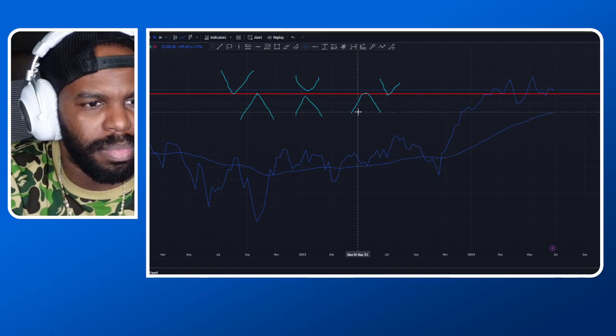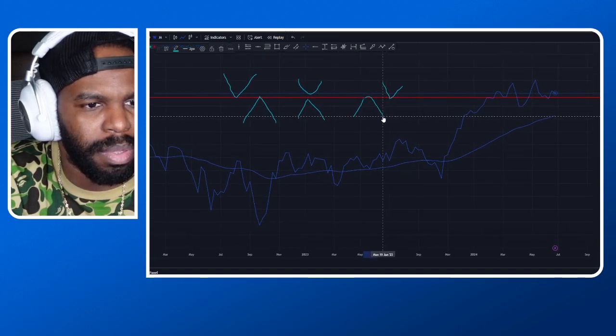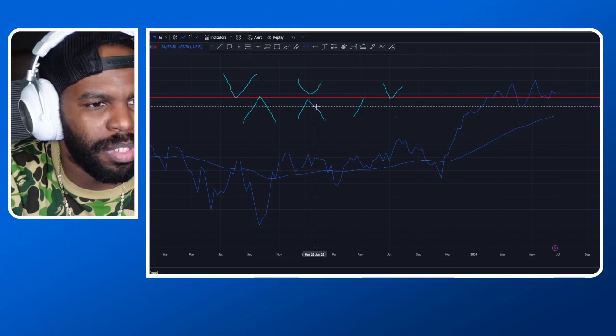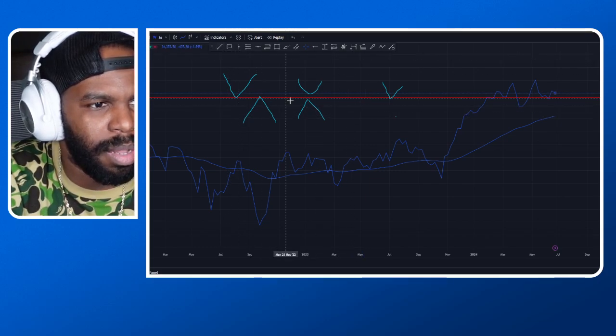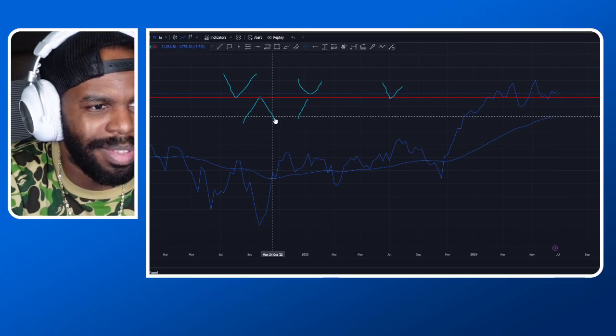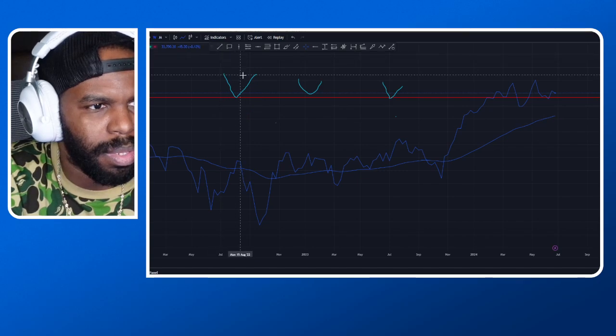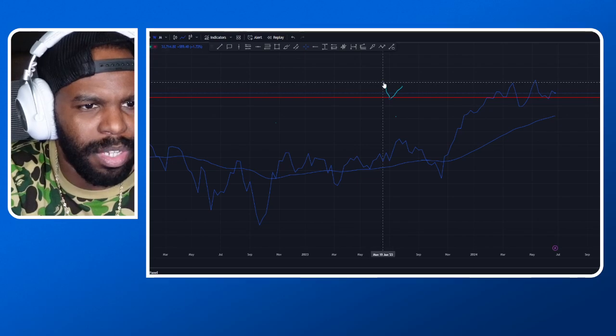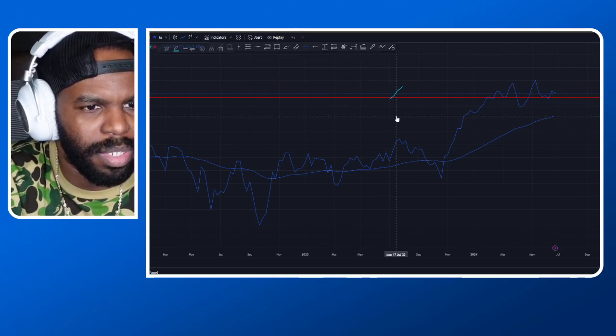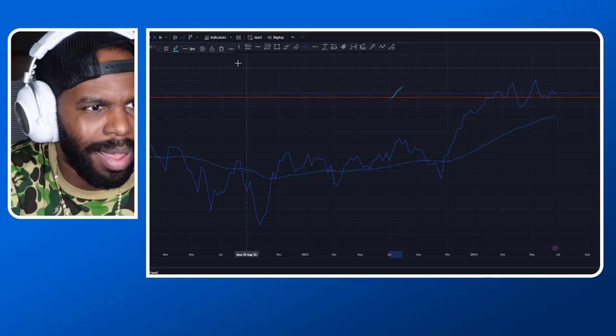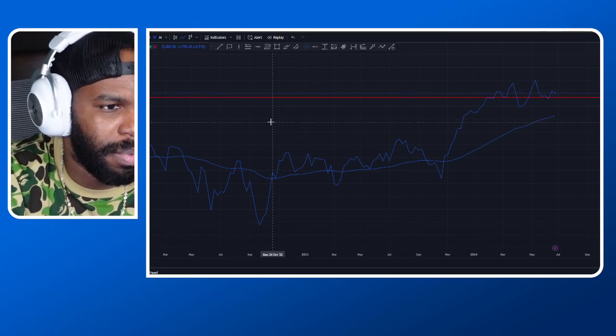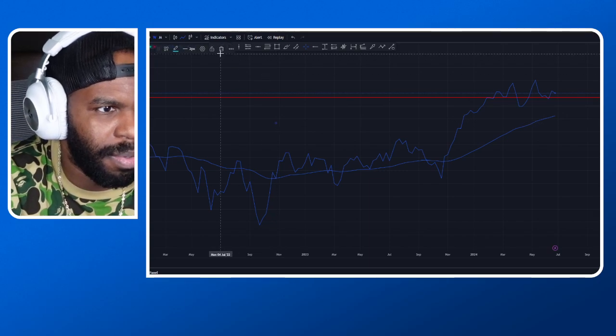Let me see, how can I get rid of this stuff? All right, let me delete this off. I just wanted to show you guys an example of what I look for when it comes to the line chart and drawing these support and resistance lines. Okay, there we go. Let me delete that real quick, and then we'll get back to it. So it's very simple when it comes to drawing support and resistance lines on the line chart, and to me, it's very easy for me to draw support and resistance.